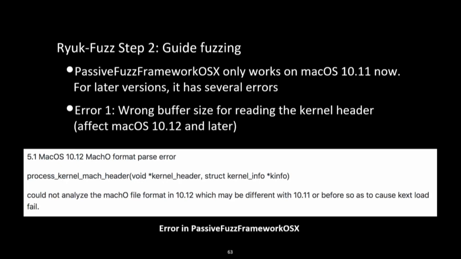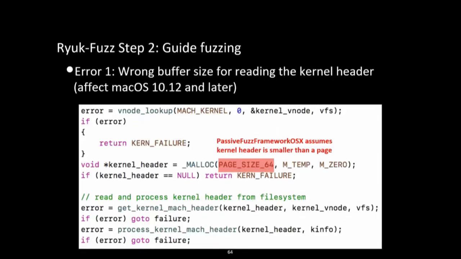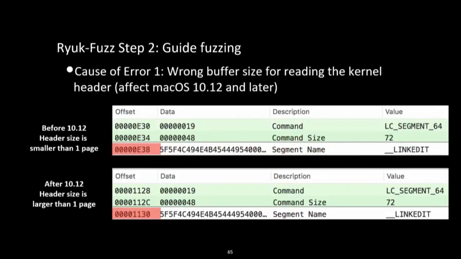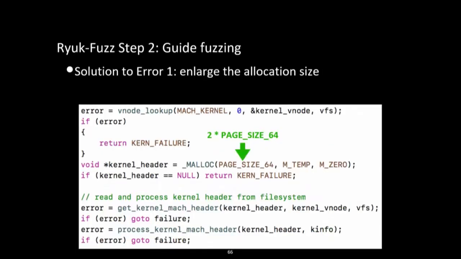But PassiveFuzzFrameworkOSX only works on macOS 10.11 now. For later versions, there are several errors that need to be resolved. The first error is that it uses a wrong buffer size to read the kernel header. PassiveFuzzFrameworkOSX supposes that the size of the kernel header is less than one page. But actually, after macOS 10.12, the kernel header is larger than one page. In order to solve this problem, we changed the buffer size to two pages.